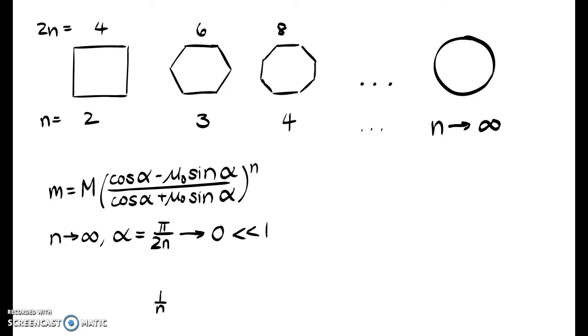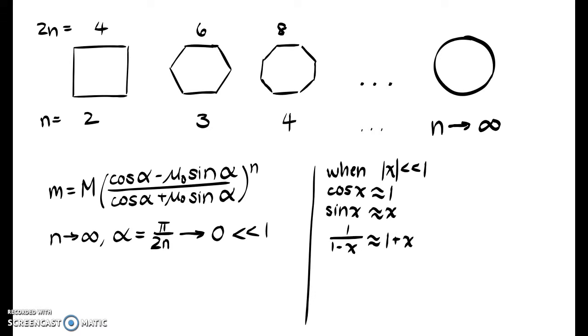For alpha approaching 0, we can also write alpha as pi over 2, divided by n. And pi over 2 always stays the same, so it's a finite number. But as n gets larger and larger, and it's in the denominator, the whole fraction will get smaller and smaller until it pretty much approaches 0. So it's much smaller than 1.